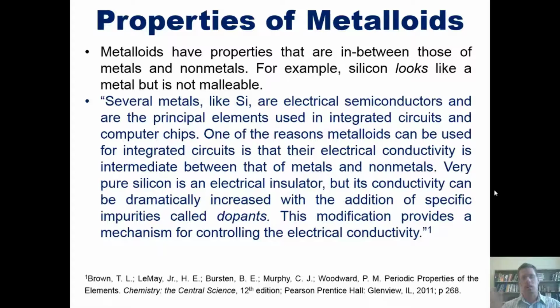Metals, for example, conduct electricity. Nonmetals do not conduct electricity. So metalloids kind of traverse that realm in between, which allows them to be semiconductors. Very pure silicon is an electrical insulator, which means that it prevents electricity from being conducted, but its conductivity can be dramatically increased by adding specific impurities called dopants. This modification, or this ability to gradually or incrementally increase or decrease the conductivity of silicon, provides a mechanism for controlling electrical conductivity in circuits.